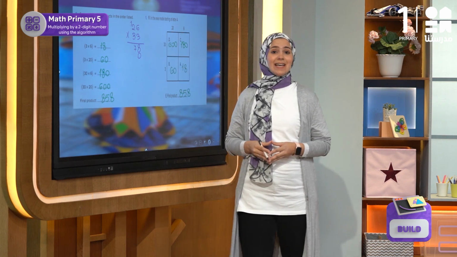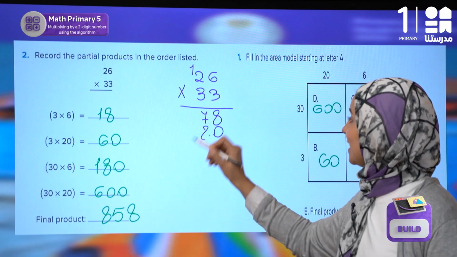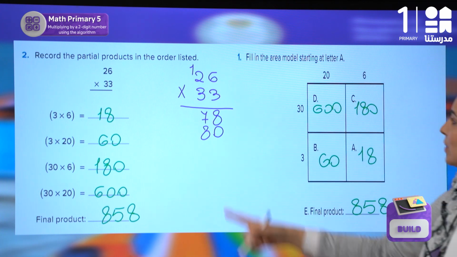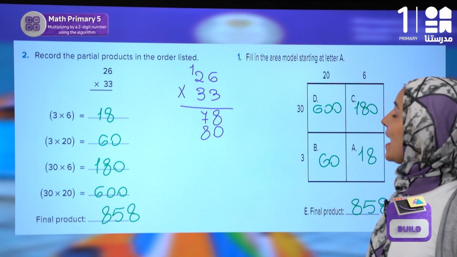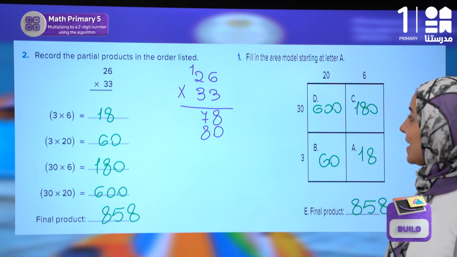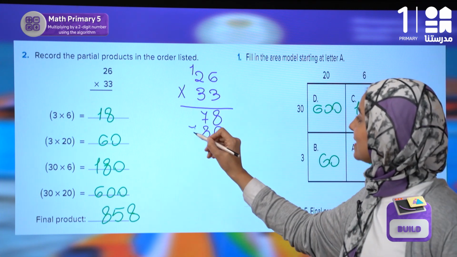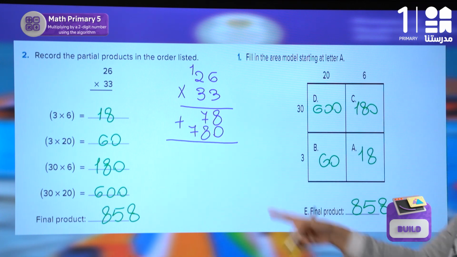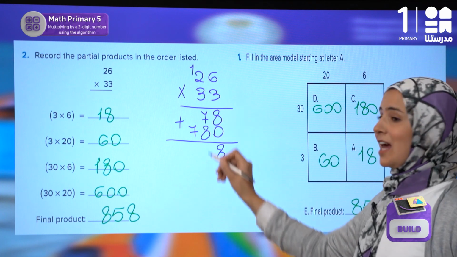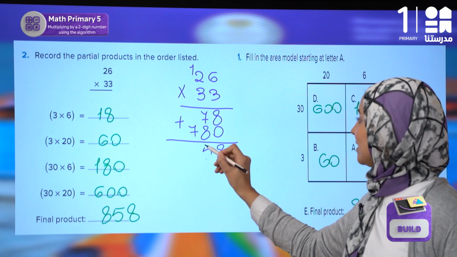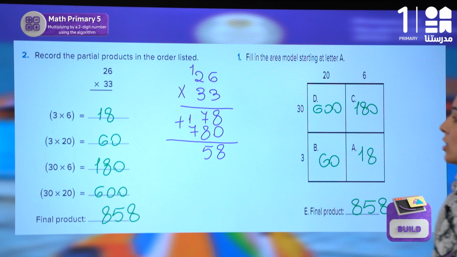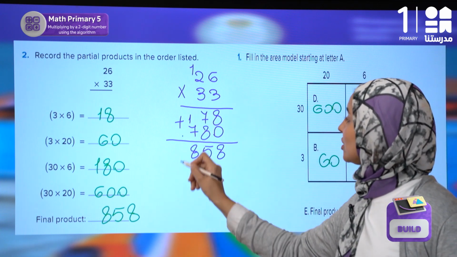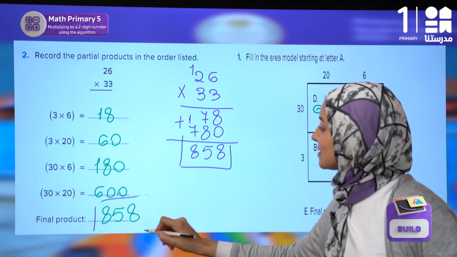3 times 6, this is what? An 18. And I will add here 1. Now I will multiply the 3 by the 2 and then I get what? I will get 6 plus 1, 7. The final step is to add. When we add, we have here 8. Then what do we have? We have 15. I will write the 5 and carry out the 1 on top of the 7. 7 plus 1 is 8, which is the same exact answer.